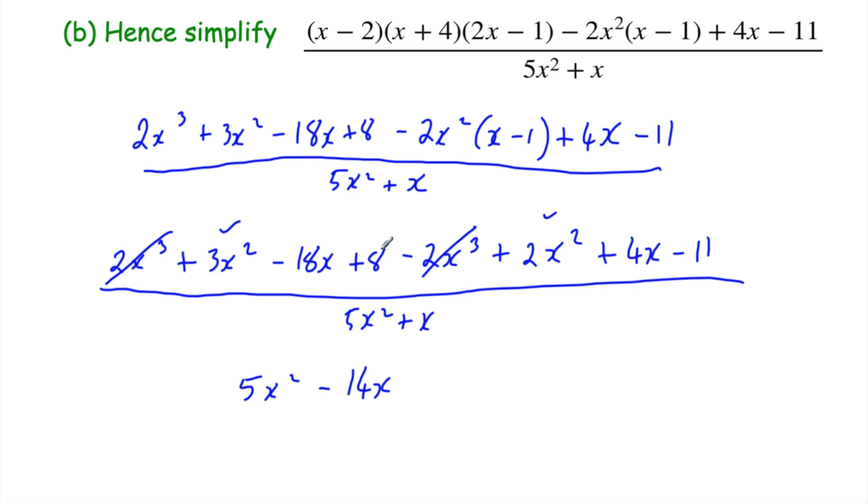Now let's have a look at our numbers. We've got 8 take away 11, and 8 take away 11 is negative 3, so that's going to be negative 3. And that's it. And let's just recap that.